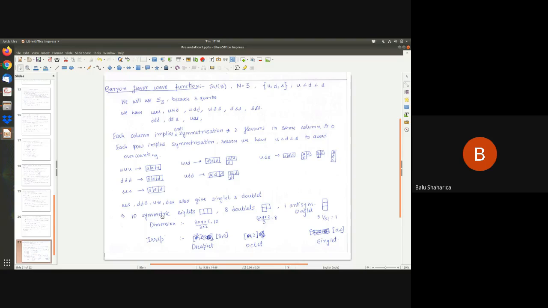So the multiplicity of these basically gives me the dimension of the SU3 irrep. So I will have 10 symmetric singlets. I've counted that, but I can find out the dimension as well using the formula that I have given before. And this irrep is given by 3 comma 0, and this is the octet, and this is the singlet.